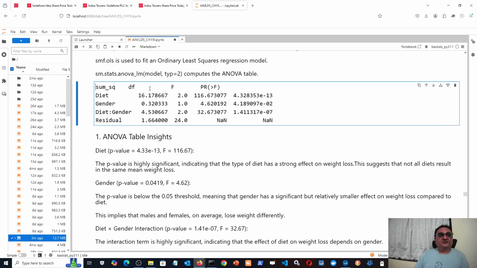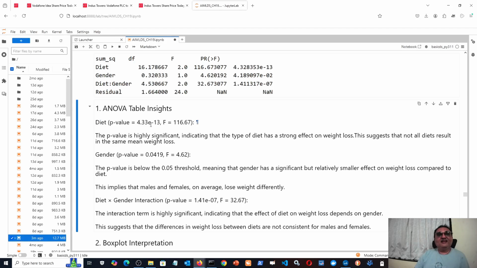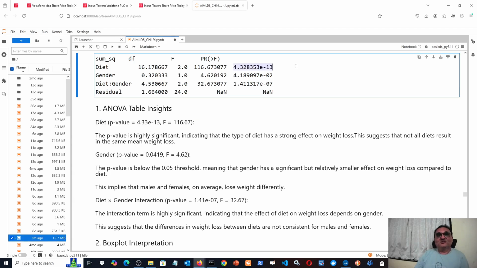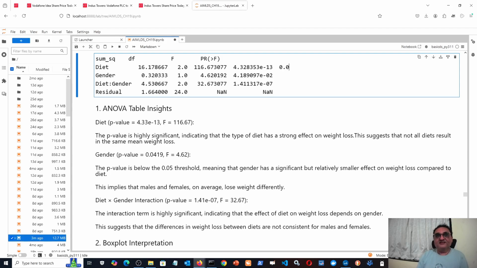Okay. So if I see this, then diet p-value 4.33 exponential minus 13. So if someone says that does diet affect the weight loss, then yes, absolutely, because this is very small p-value. In fact, it is 0.0000012 zeros, I'm not counting whether 12 or not, but that is 12 zeros and 432, right? So it is much less than the significance level, that is 0.05, which means the null hypothesis that diet has no effect on the weight loss would be rejected. Diet does have effect on the weight loss.